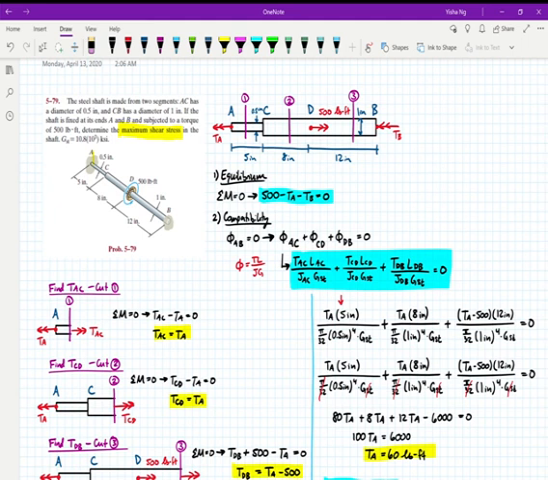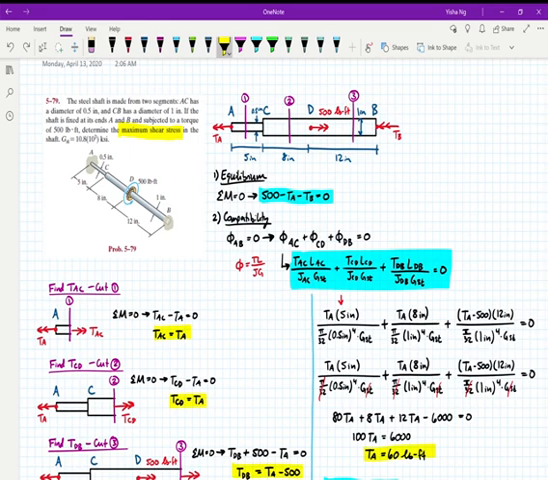Then I'm going to apply the equation that I showed you earlier, phi is equal to TL over JG. That's my angle of twist equation, and I'm going to apply that to each of these individual phi's, and I'm going to get 3 terms in this equation that I'm going to use for the rest of the problem.